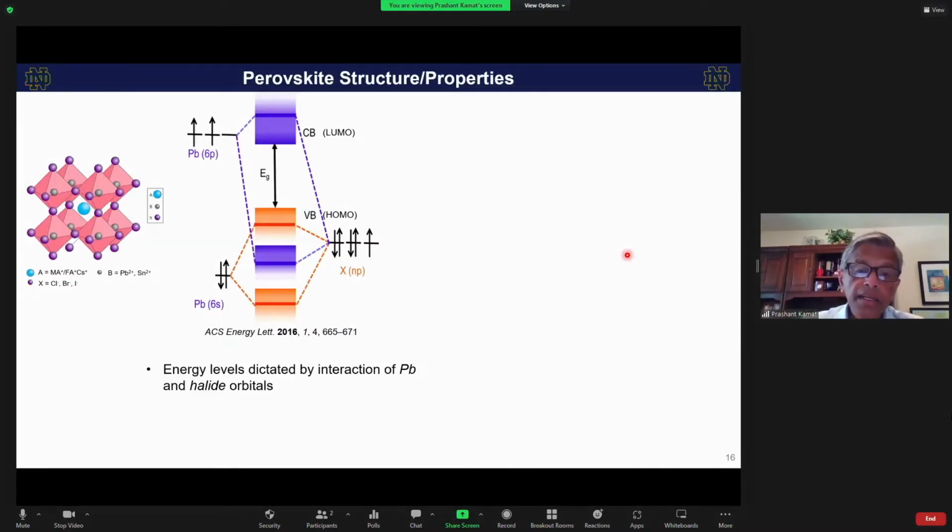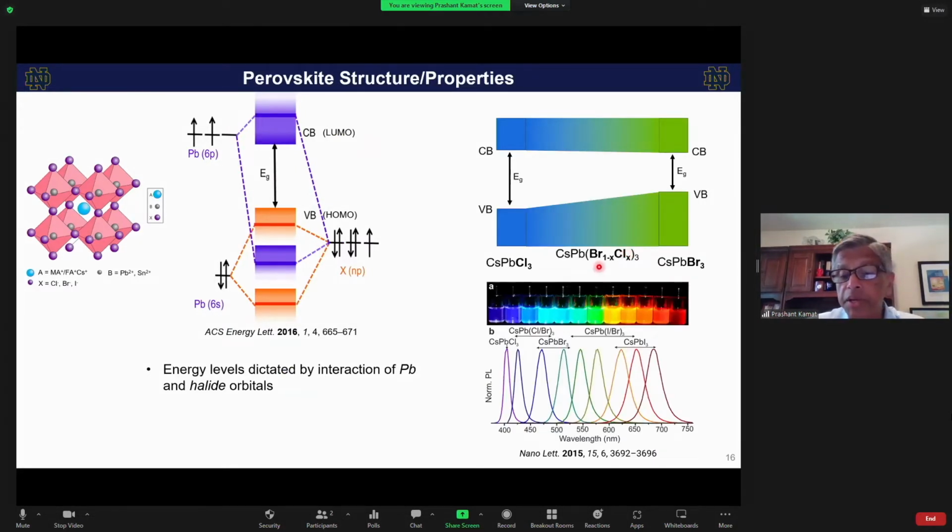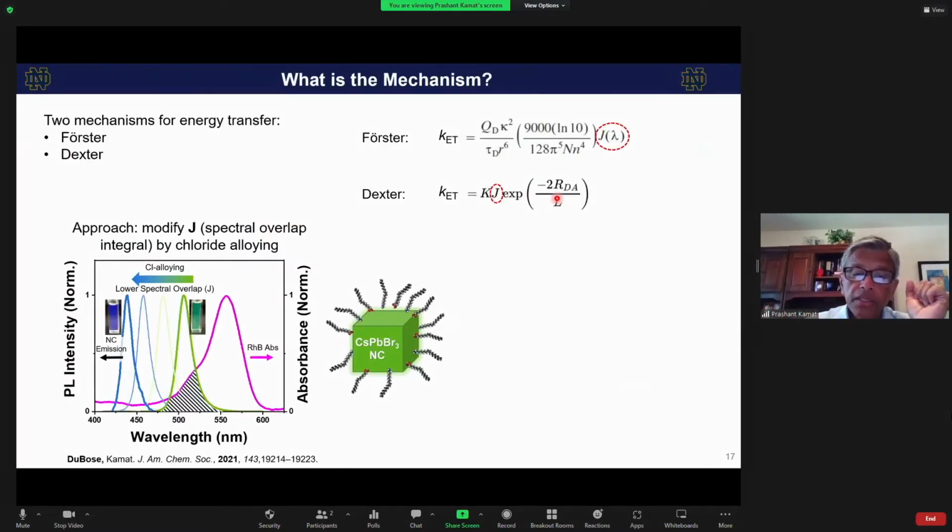So again, the question comes, how can we prove it? Because what is the mechanism behind it? What we did was we varied the band gap of this donor, in this case, a semiconductor nanocrystal. So we can make cesium lead bromide and exchange with chloride ions at different levels, and you can tune the band gap. And the reason we did that was to vary the overlap between the rhodamine B absorption and the cesium lead halide perovskite nanocrystal.